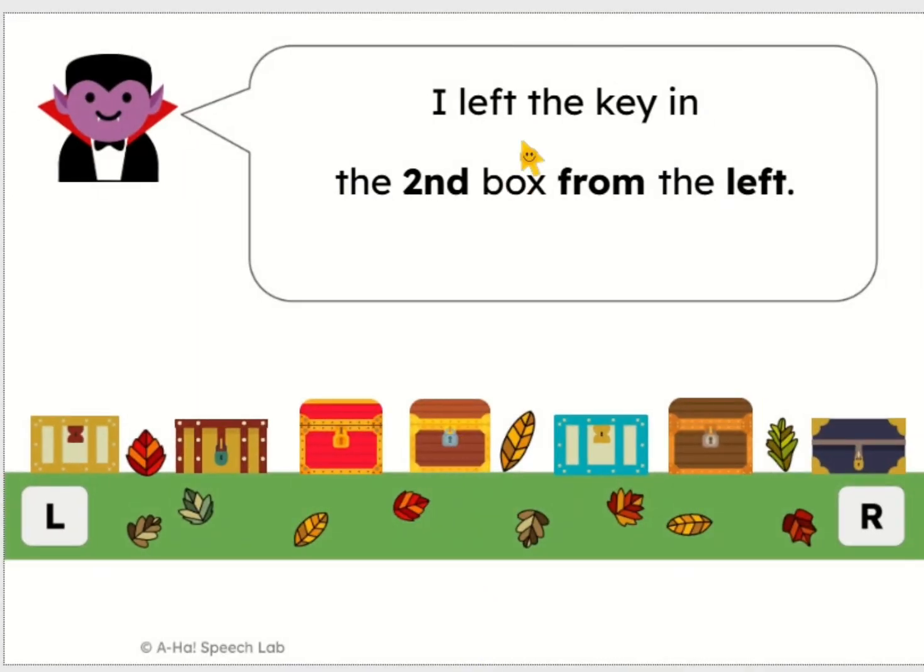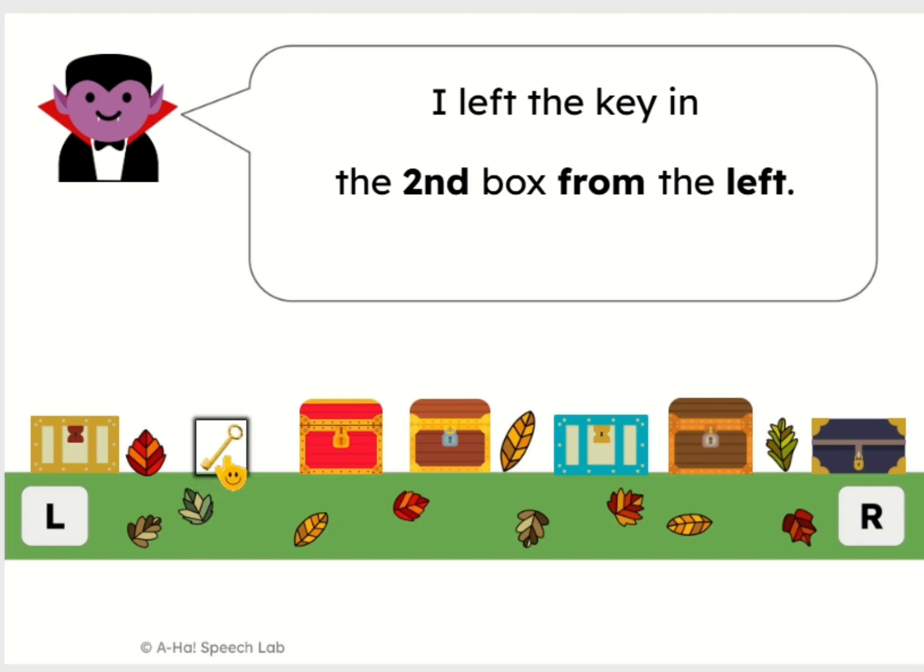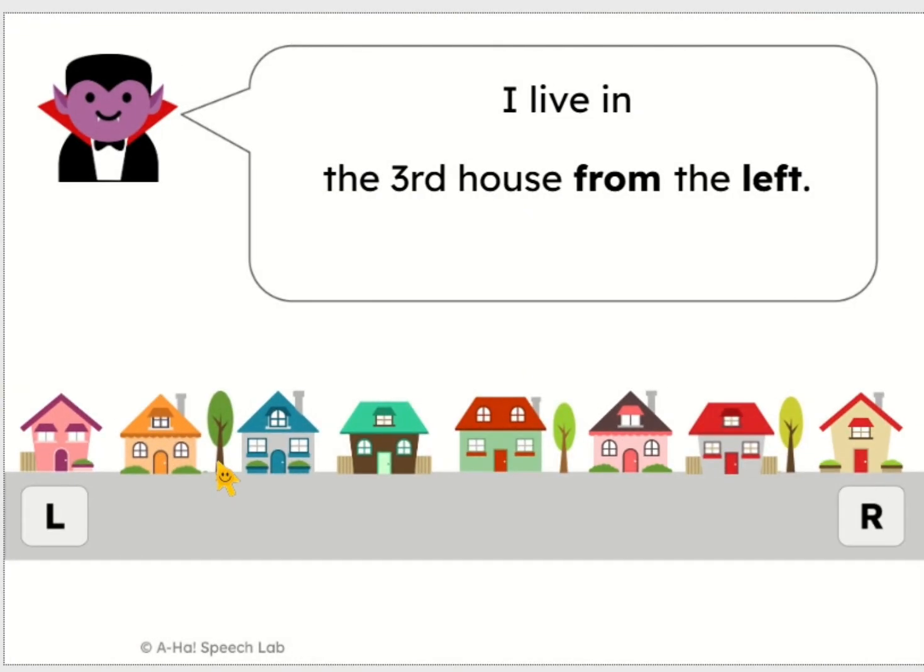The vampire says, I left the key in the second box from the left. So you're going to see there's a left and right helper, first, second. So you're going to click on it and you're going to find the key. Click on it and now you're going to go visit them in their homes. I live in the third house from the left, first, second, third.